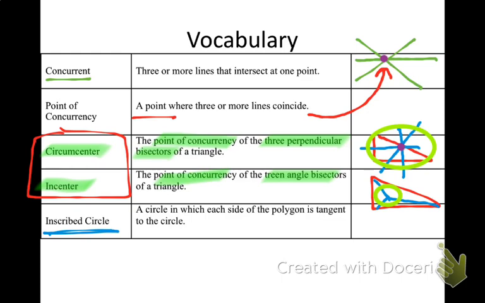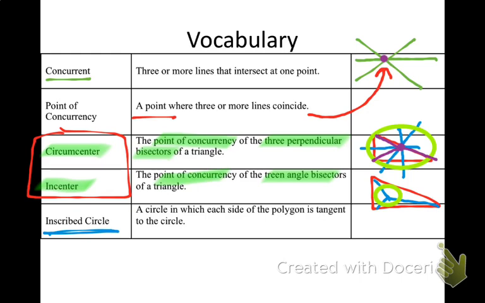I see circles. Okay. The circumcenter is equal distance to all the vertices. So essentially what that means is that'd be like a radius. This is the same distance to there, which is the same distance to there, which is the same distance to there.